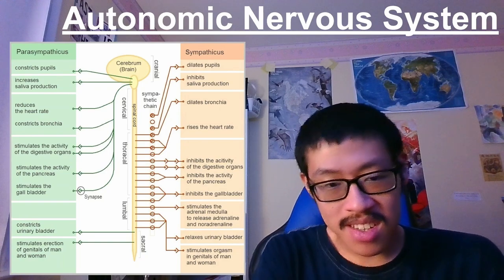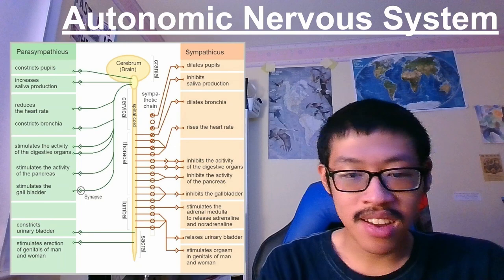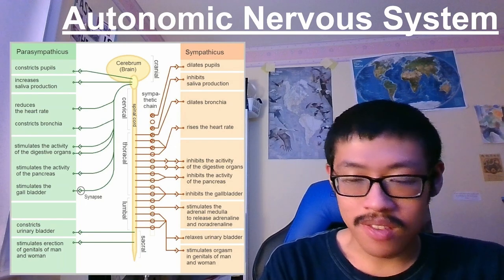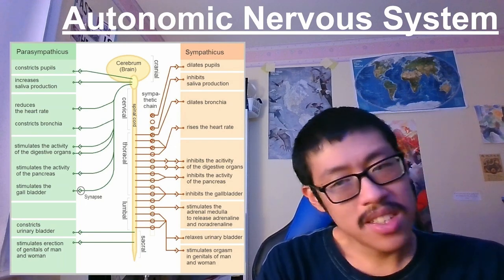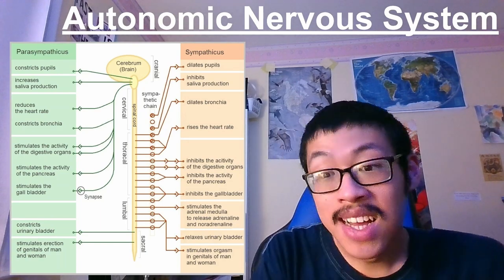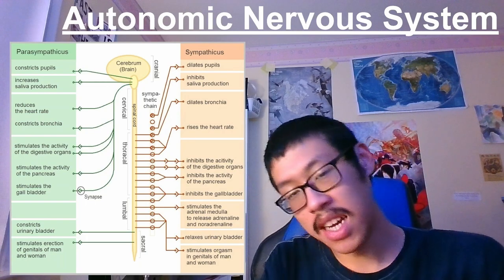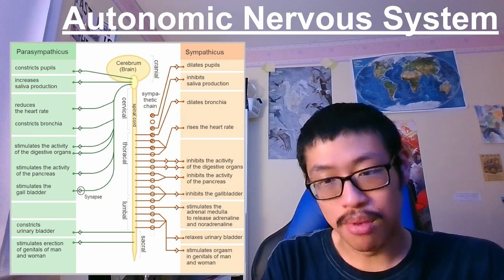There is a third, lesser known component of the autonomic nervous system called the enteric nervous system, which are the nerves that govern your gut. And they actually, believe it or not, can act independently of the brain and the spinal cord. So sometimes the enteric nervous system is actually referred to as the second brain.